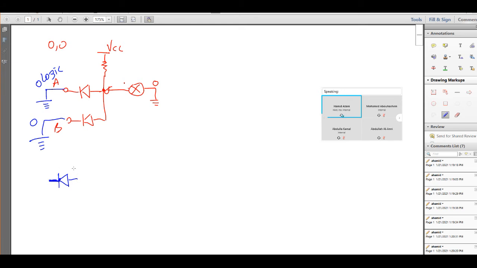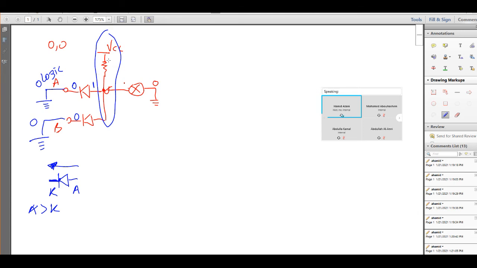For the diode to be conducting, meaning the current will go through it, the anode should be at a higher potential than the cathode. So A should be bigger than K in terms of volts. Now if I have 0 logic, it means I have ground here and ground here. The other side, the anode, is all the time connected. This section is fixed, so all the time we have 5 volts here.